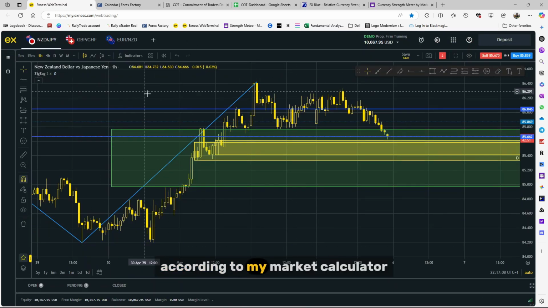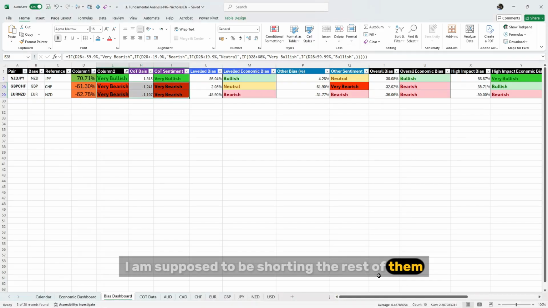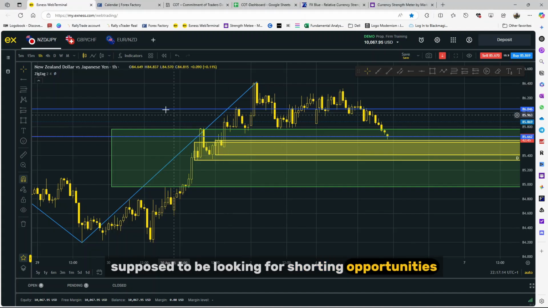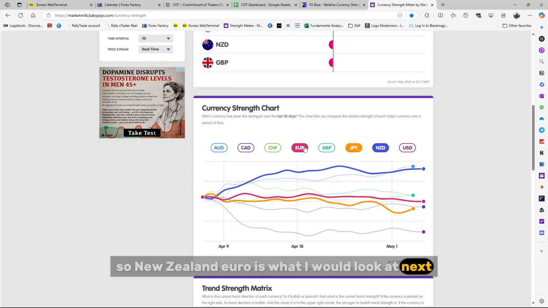According to my markets calculator, I am supposed to be shorting the rest of them. Supposed to be looking for shorting opportunities. So the British pound, Swiss franc. But before I do that, I want to just go with everything New Zealand. So New Zealand euro is what I would look at next.